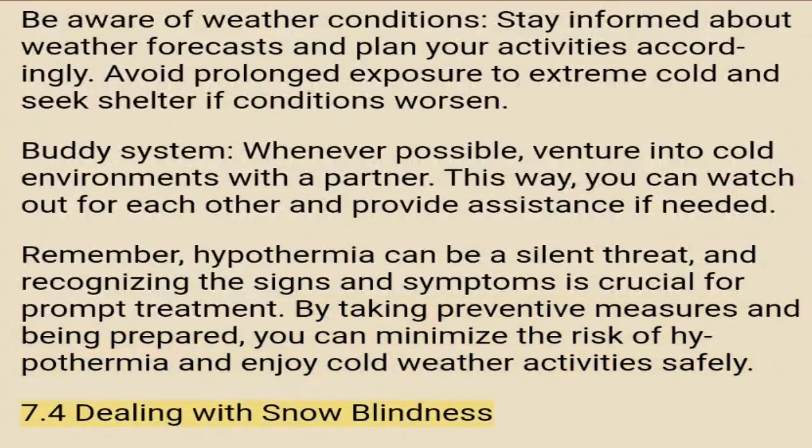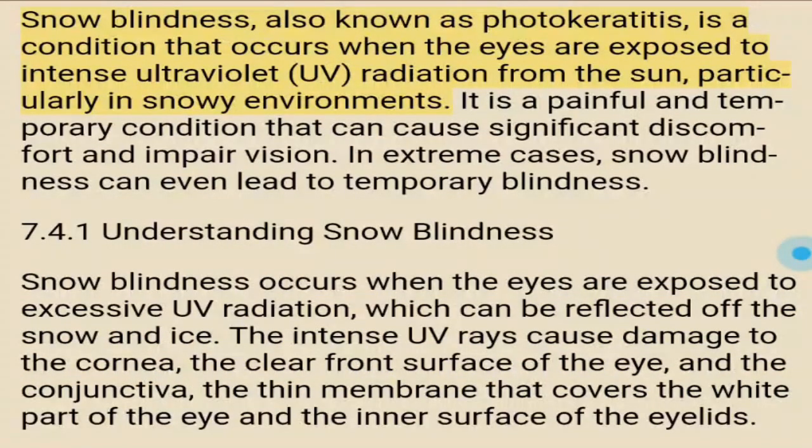7.4 Dealing with snow blindness. Snow blindness, also known as photokeratitis, is a condition that occurs when the eyes are exposed to intense ultraviolet (UV) radiation from the sun, particularly in snowy environments. It is a painful and temporary condition that can cause significant discomfort and impair vision. In extreme cases, snow blindness can even lead to temporary blindness.